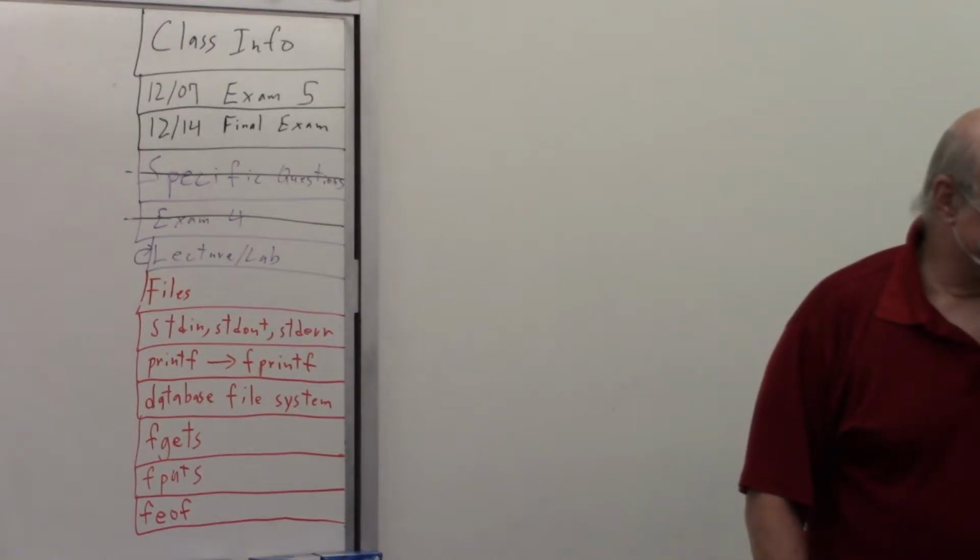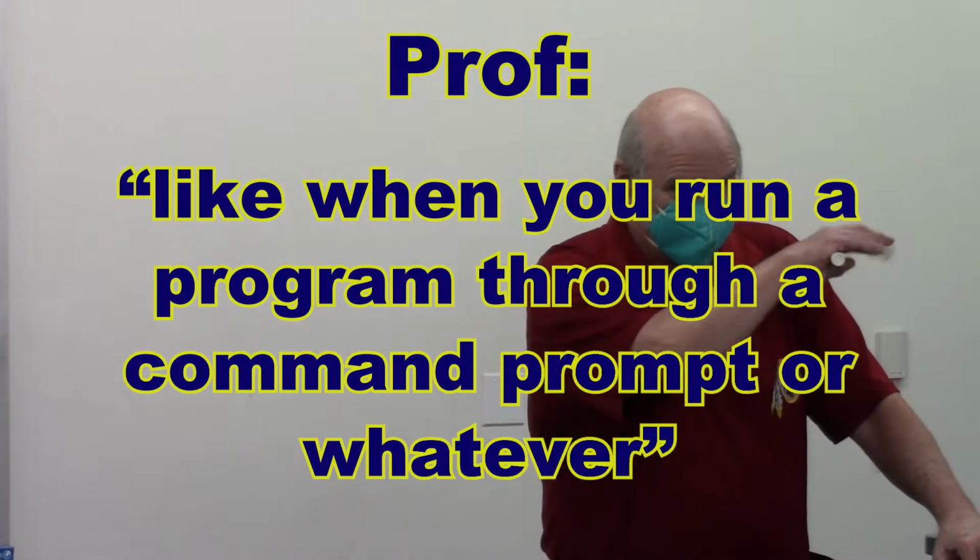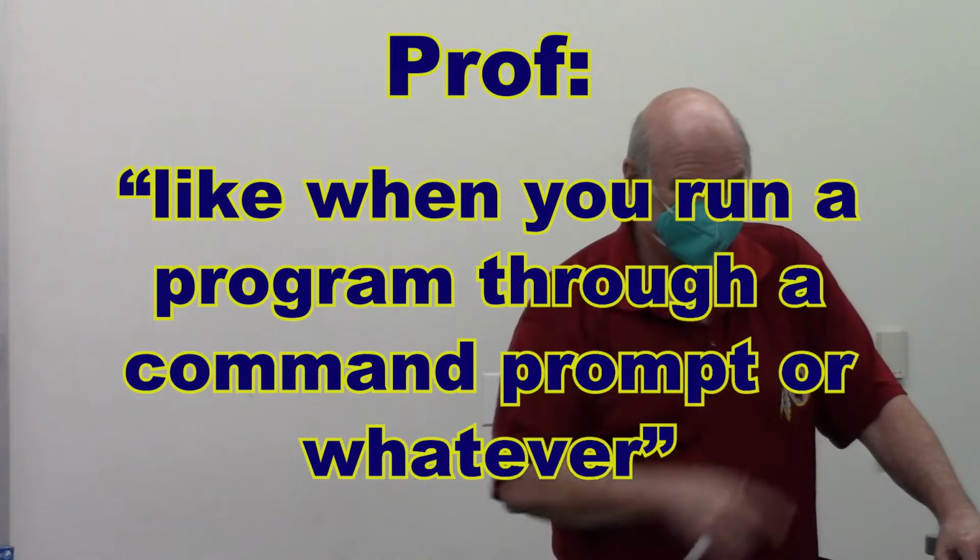Now in a lot of cases, standard error is simply pointed to the same place as standard out. When you run a program through a command prompt, in fact it is. But in the C online compiler, there's a separate field that you can click on for standard error, and you can see the errors over there.